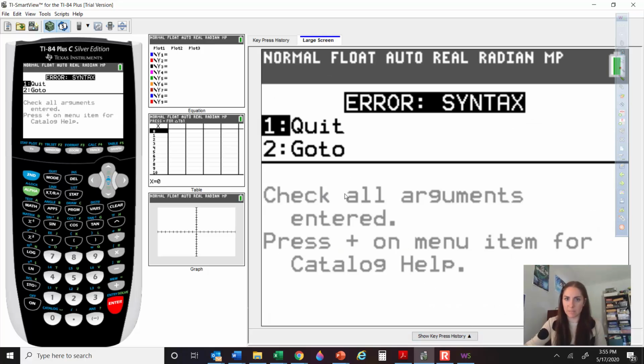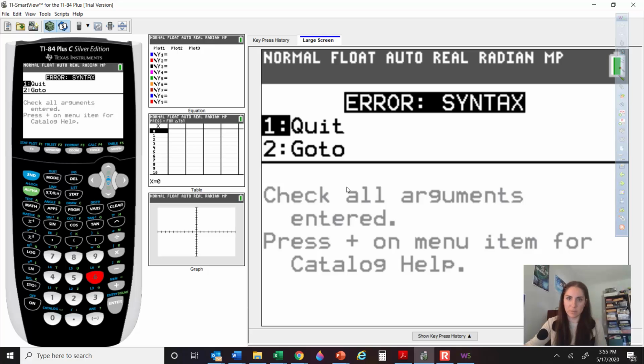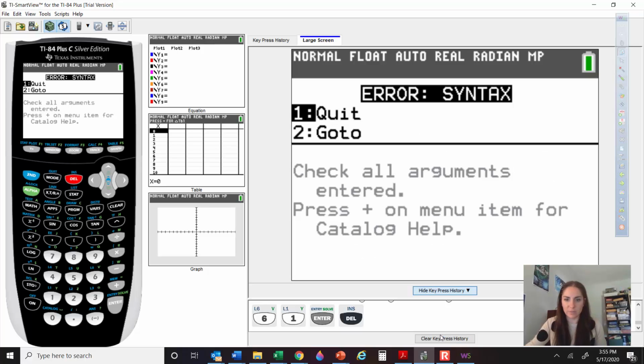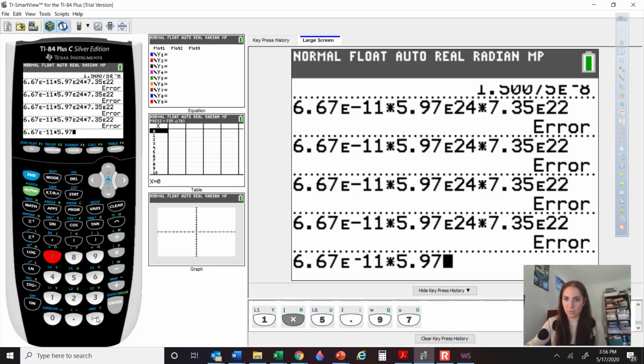Okay. 6.67. Technology. I just tried to do something different here. Okay, second E, negative 11. That's what I did wrong. Sorry, folks. Bear with me as you watch me struggle through a calculation that should be pretty straightforward.